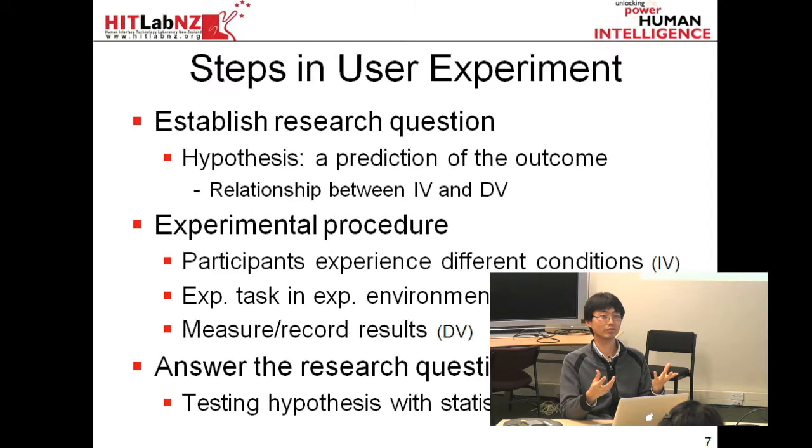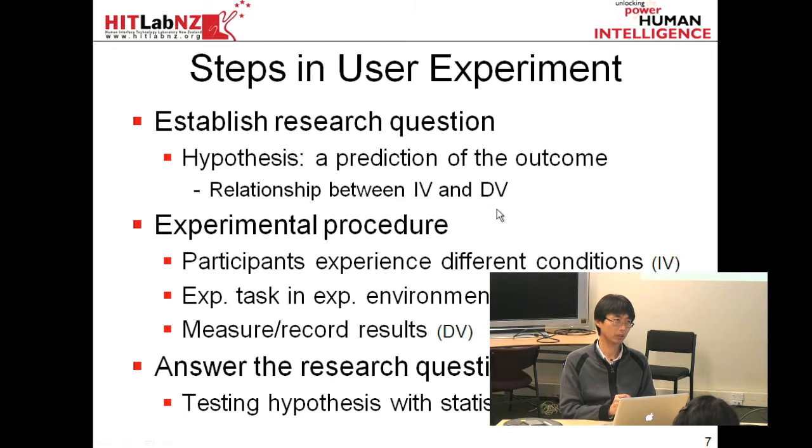So maybe, yeah, types better, essentially. So the hypothesis could be something like: when people type with my new keyboard layout, they will type faster than with the QWERTY keyboard. So it's basically a prediction of what the outcome of the study will be.